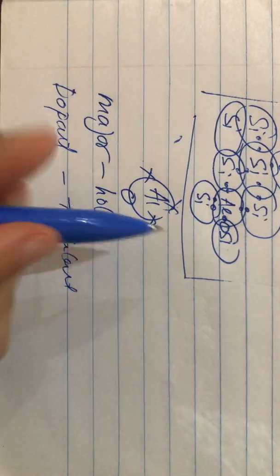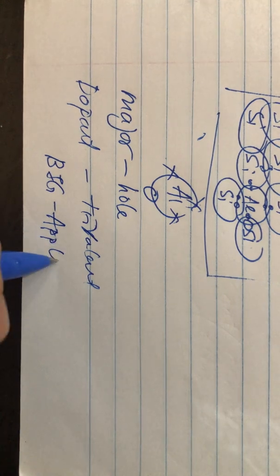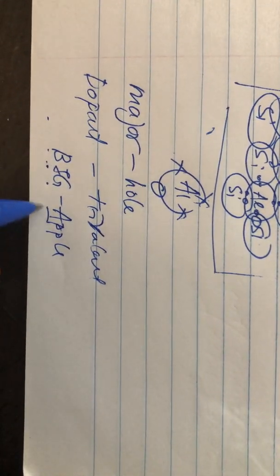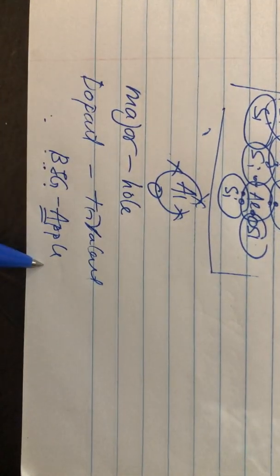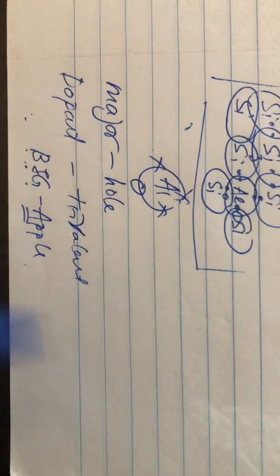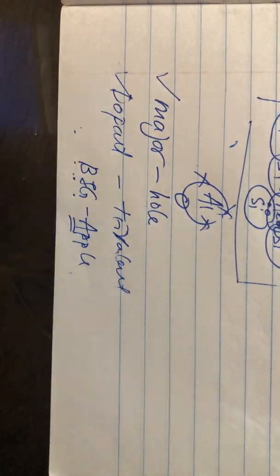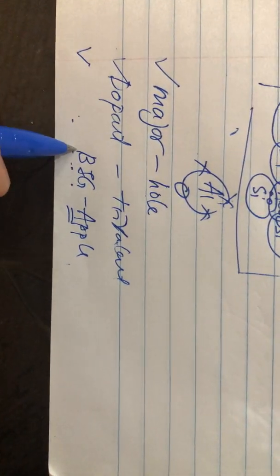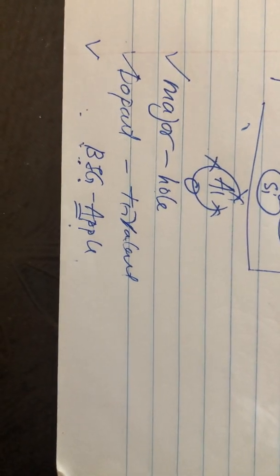Example of p-type is Big Apple. Okay, so Big Apple. So B, boron, indium, gallium, and aluminum. So remember, p-type, you have Big Apple. Okay, so what you have to remember here is that the major charge carrier here is hole, the dopant is trivalent atom, and the example of dopant is Big Apple: boron, indium, gallium, and aluminum. Okay, so that is the example of p-type.